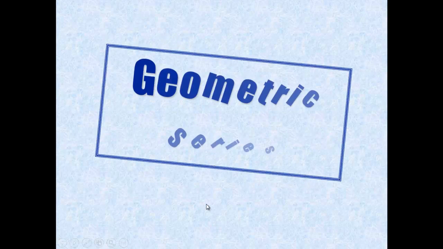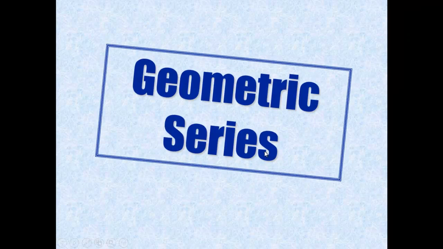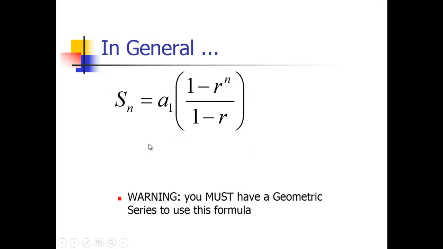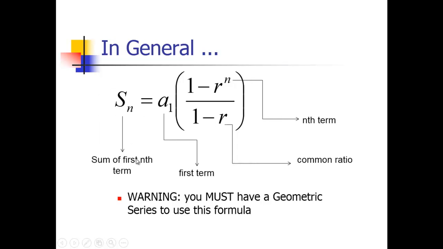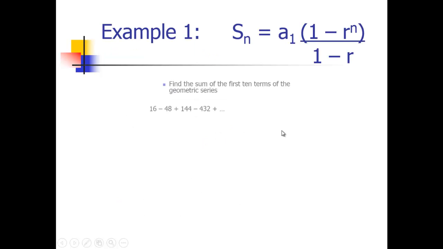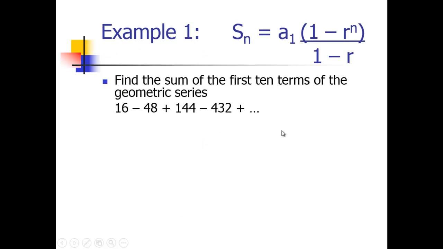How about the geometric series? This is the formula. S_n is the sum of the first n terms, a_1 is the first term, r is the common ratio, and r to the power n, where n is the number of terms. For example, find the sum of the first 10 terms of the geometric series. First 10 terms, so in here n is 10.